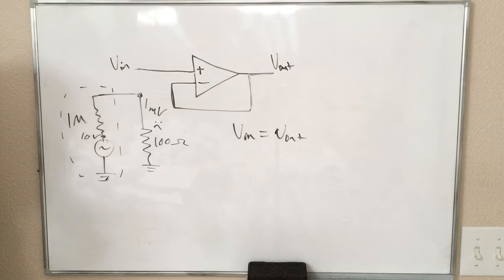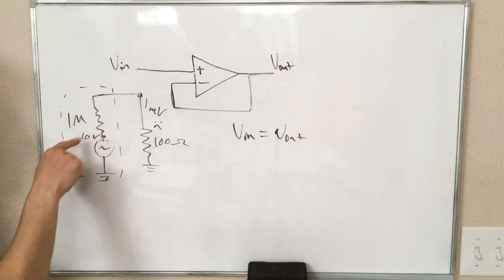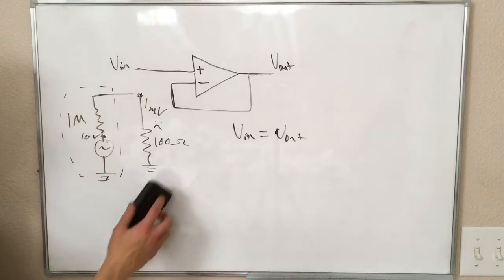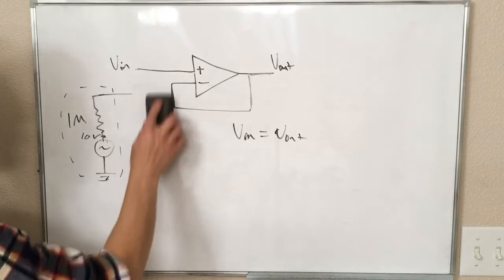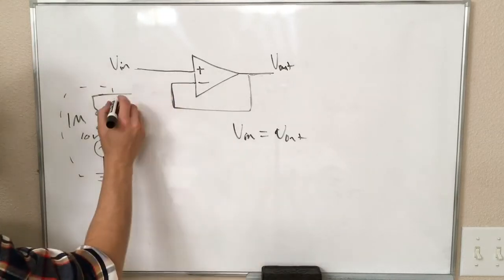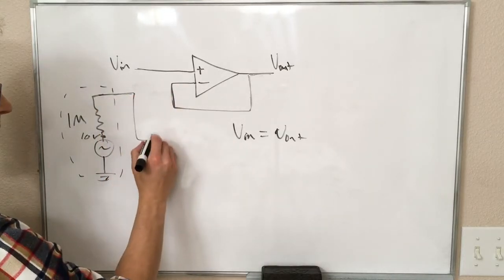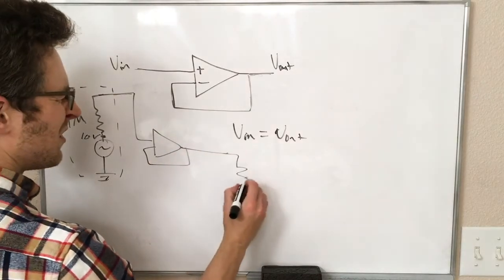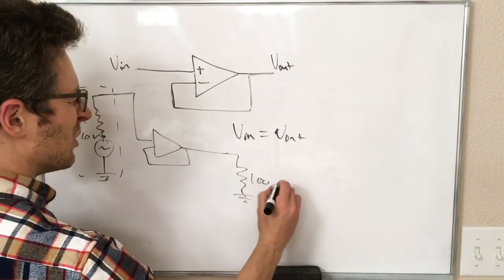We would like to be able to send this 10 volt signal without losing 99.9% of it or whatever. Okay, so what we can do is put this circuit in between these two, and then connect our 100 ohm load to this.